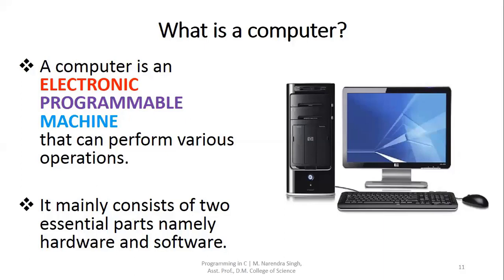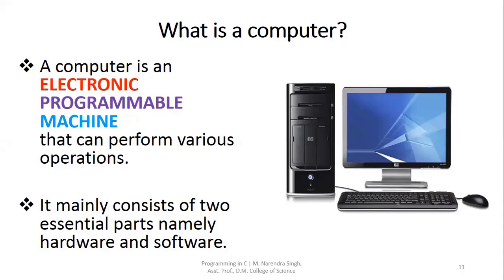Now again, it's a machine. Why machine? Because machine is anything that makes our job easier, faster, smoother, simpler. That's why, because it does our job which otherwise takes lots of time, is difficult or laborious or boring, everything that we don't like to do, we let the computer do, right? That's why it's a machine. So a computer is an electronic programmable machine that can perform various operations.